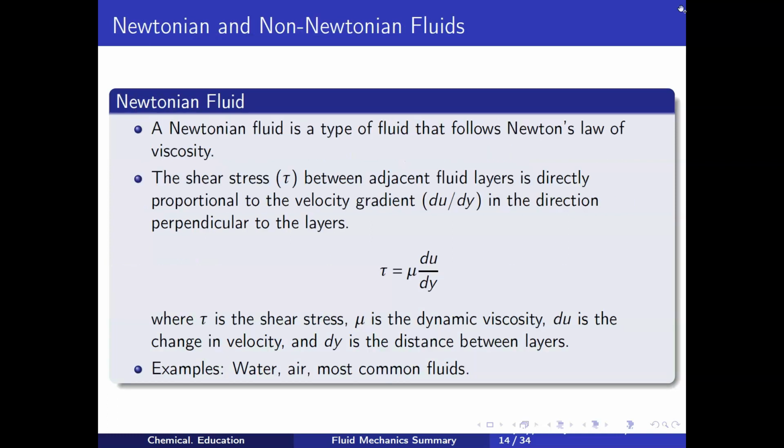Now coming to the Newtonian and non-Newtonian fluid. Newtonian fluid: a Newtonian fluid is a type of fluid that follows Newton's law of viscosity. The shear stress between adjacent fluid layers is directly proportional to the velocity gradient in the direction perpendicular to the layers. So tau is equal to mu du by dy, where tau is the shear stress, mu is the dynamic viscosity, du is the change in velocity and dy is the distance between layers. Example: water, air, most common fluids.